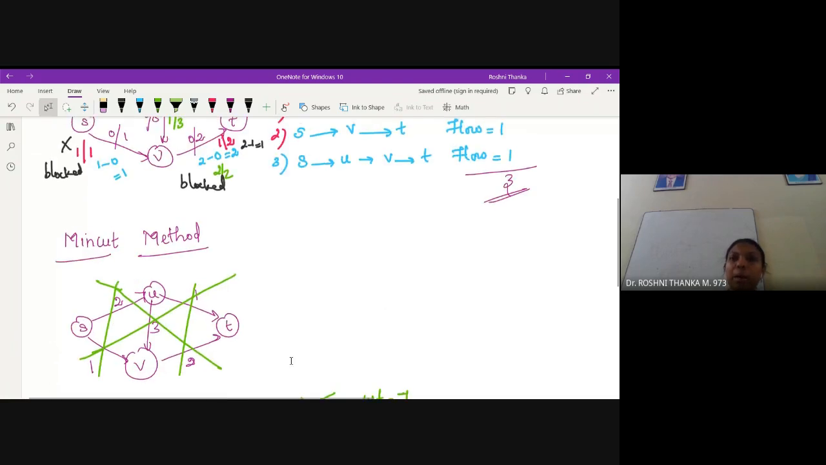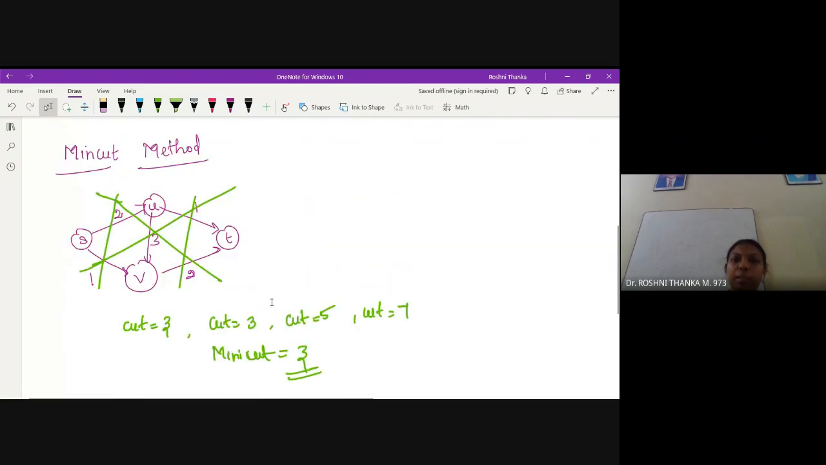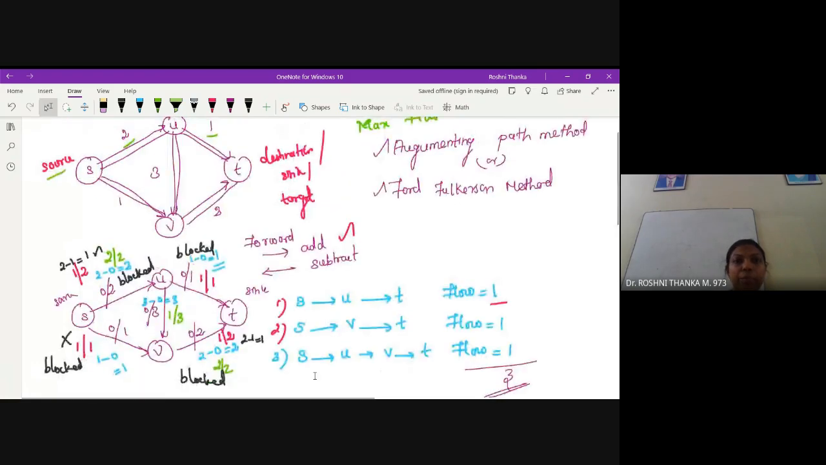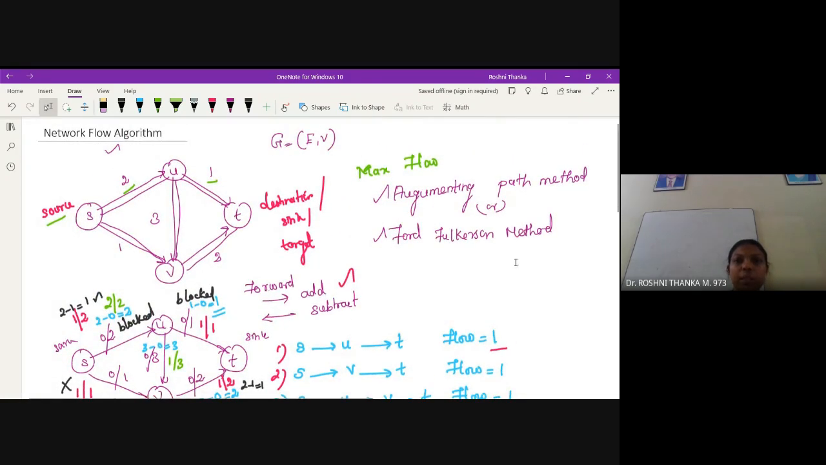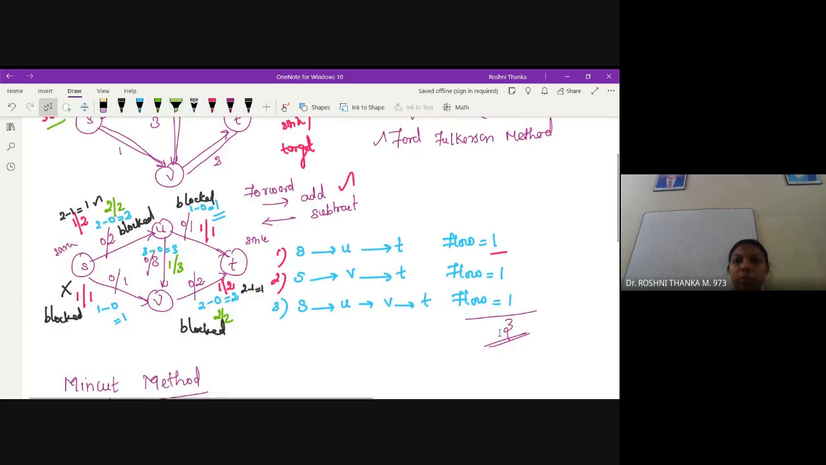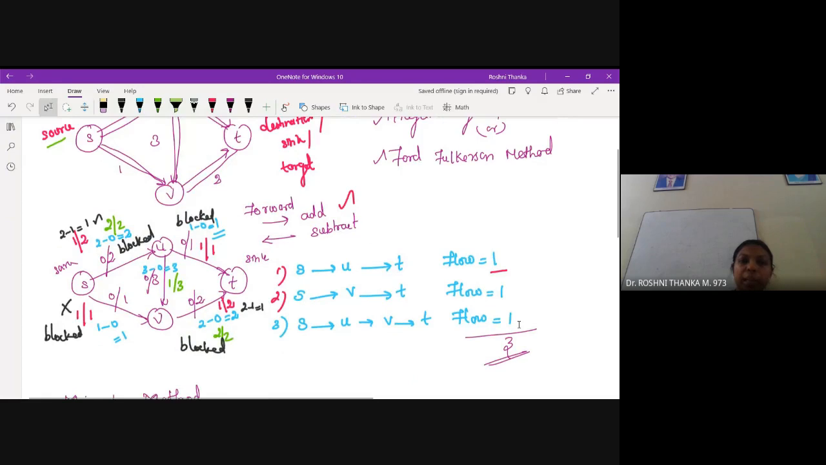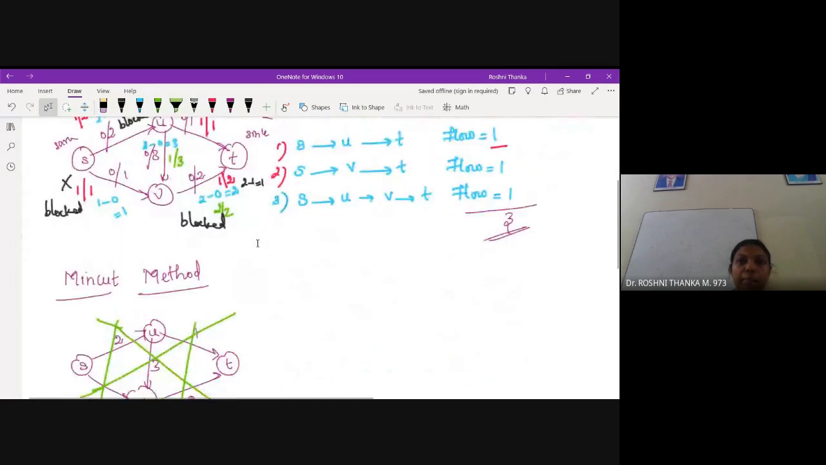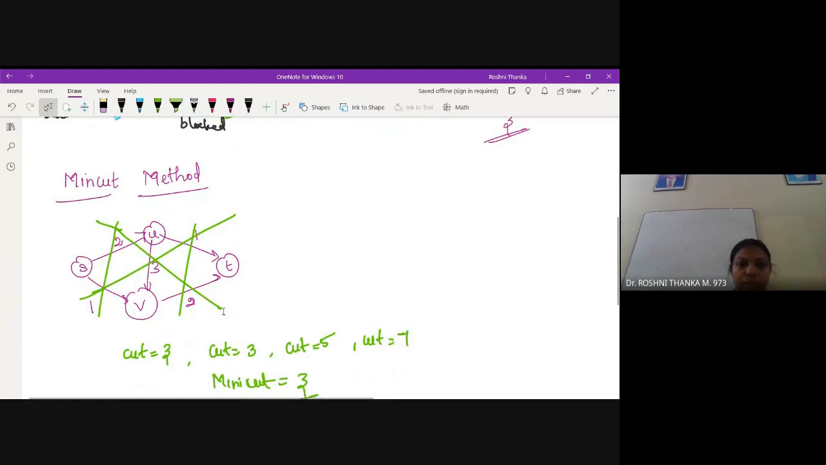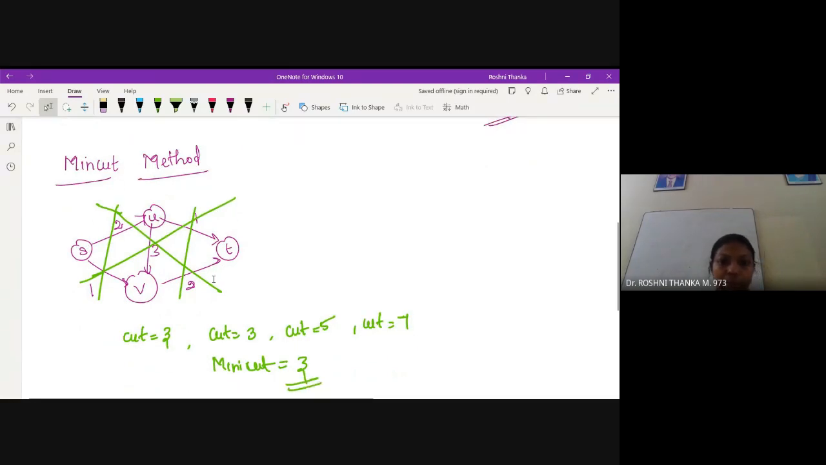So we got the same answer. What does the 3 mean? We can send 3 volume of data at a time from source to destination for the same graph. When we solved using the Ford Fulkerson method also, we got the total flow I can send at a time as 3. Using the min cut method for the same graph, again I am getting the cut value or flow. The minimum cut says how much volume of data I can send from source to destination at a time. Again, we got the minimum cut value of 3.